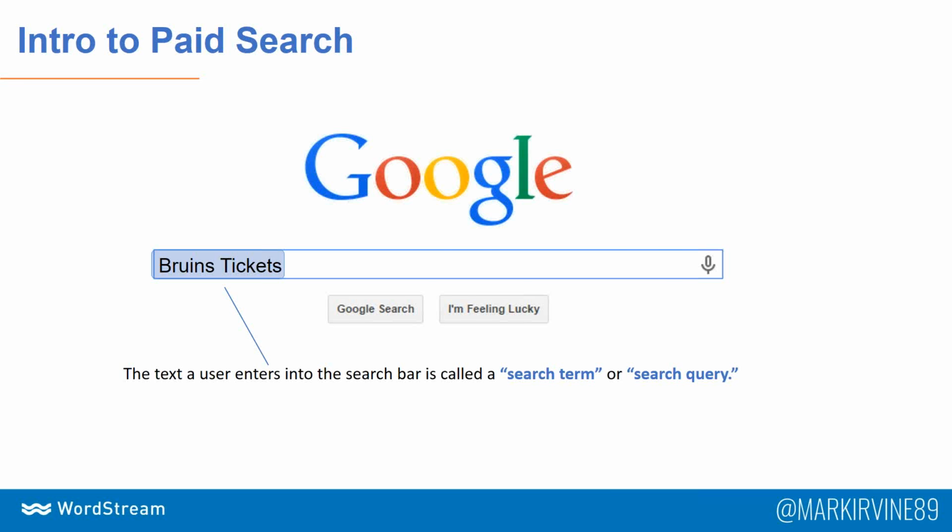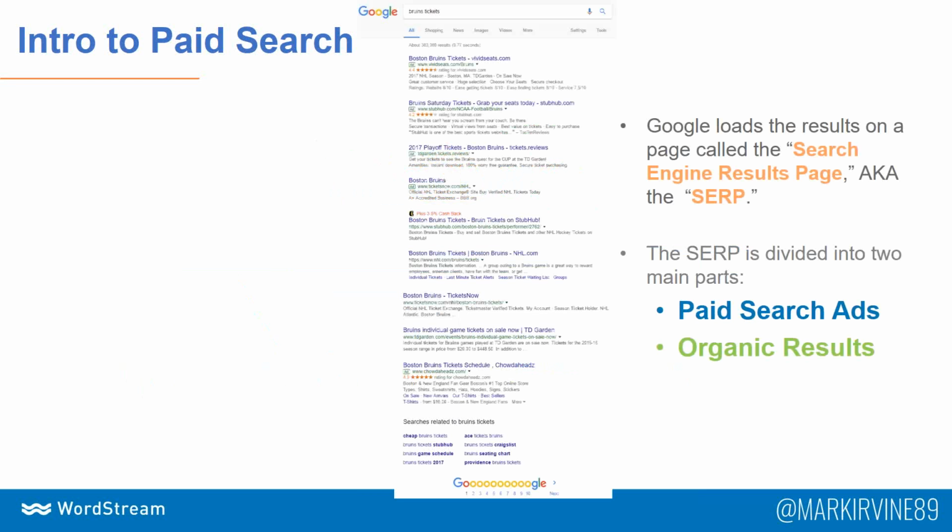And then when they hit enter, they're going to see a page that looks like this. Google loads, in a fraction of a second, this search engine results page, and I'm going to call it the SERP. It just stands for search engine results page. Something we do too often in the industry is abbreviate things and then forget that we abbreviated them. So if I call it the SERP, know that I'm just speaking about this page that Google loads.